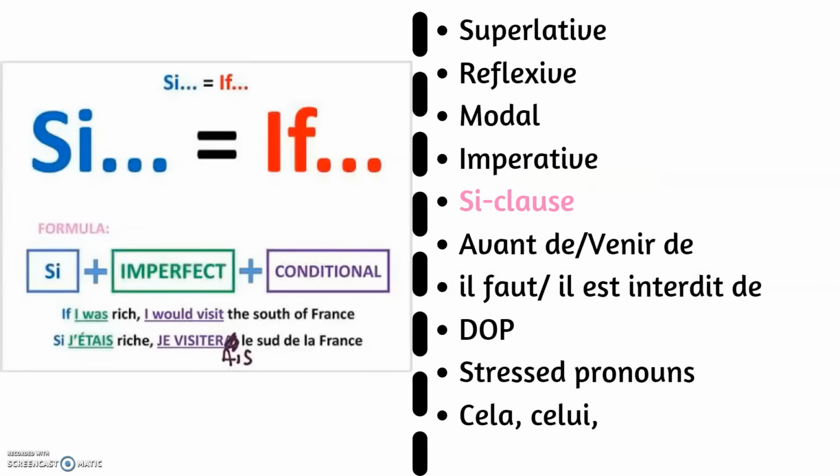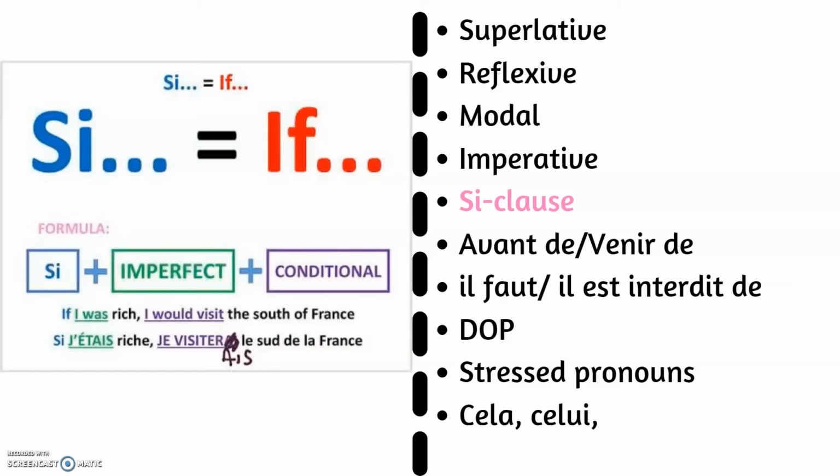The si clause is another really fantastic technique that would be great if you were to use. Si means if, and it's such a fantastic technique because you're not only using this perfect structure, you're using the imperfect tense as well as the conditional. That's 2 tenses and 1 amazing structure.